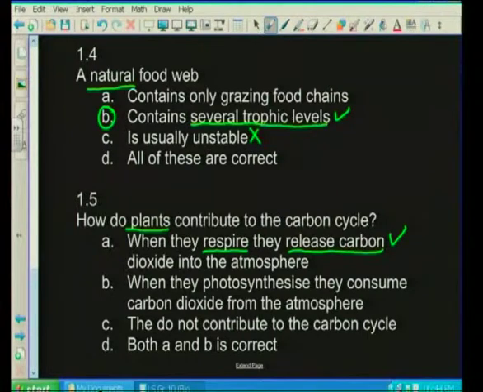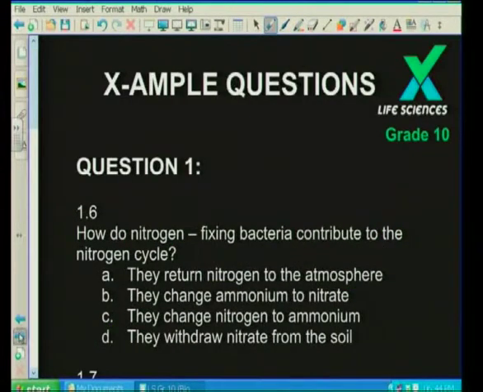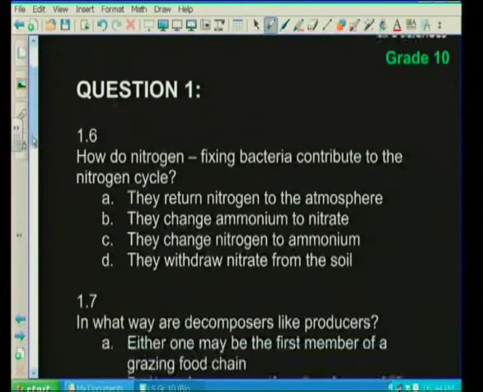When they photosynthesize, they consume, that means they take in carbon dioxide from the atmosphere. Definitely right. They do not contribute to the carbon cycle. No, that one is not fitting in anywhere. So both A and, oh yeah, there's my answer. A and B is correct. You were very tempted maybe to choose A or B, until you got to the last one and you saw, aha, it's A and B. Right. We still have a few more multiple choice questions.